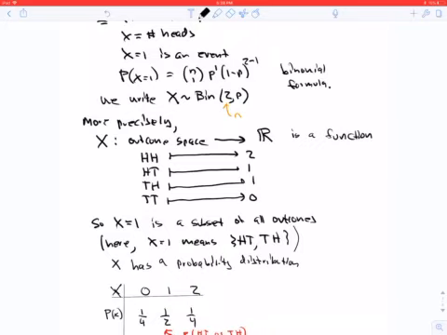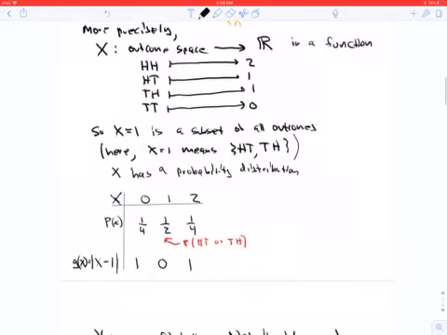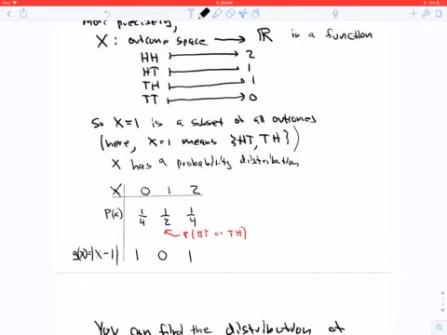So in this case, our outcome space is head-head, head-tail, tail-head, tail-tail. And to each of these outcomes, we associate the number of heads in that outcome. So X equals 1 means a subset of all the outcomes, in particular head-tail, tail-head. So we can write the probability distribution for X by making such a table, and it is 1/4, 1/2, 1/4.